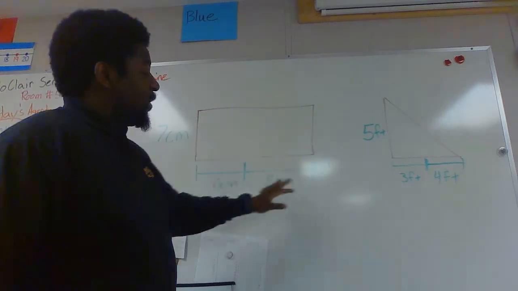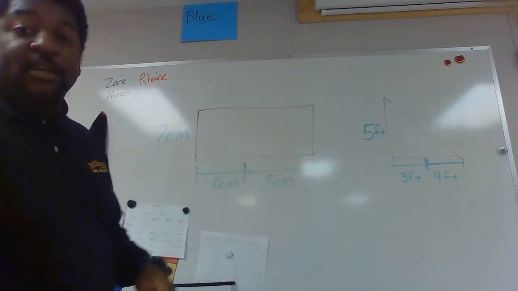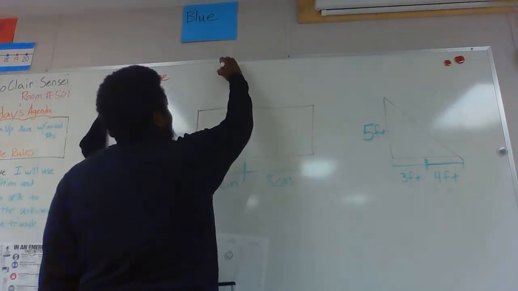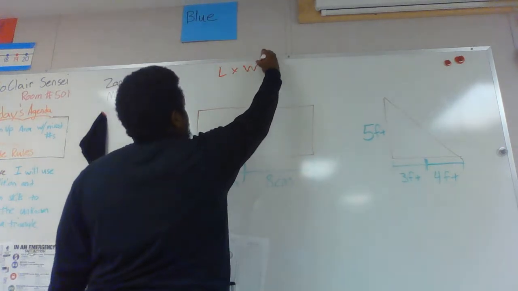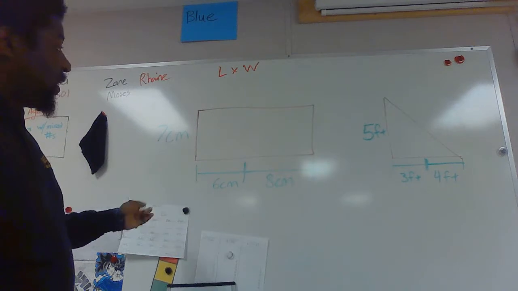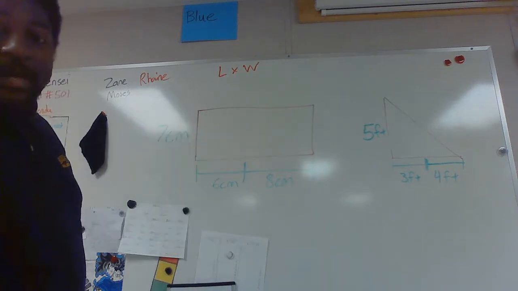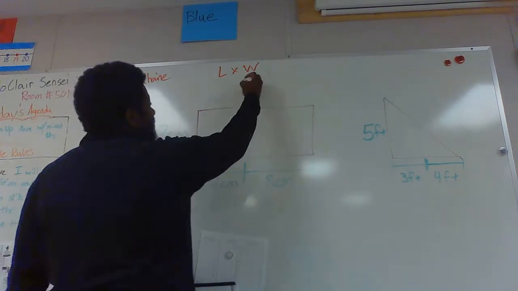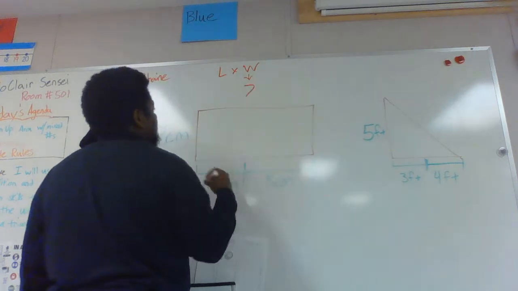Now, this is still a rectangle, even though this is broken up on the bottom. So a rectangle formula is still length times width. Remember, it doesn't matter which one you say is your length or your width. I like to say the shorter side is my width. So I'm going to change that W into the number 7.